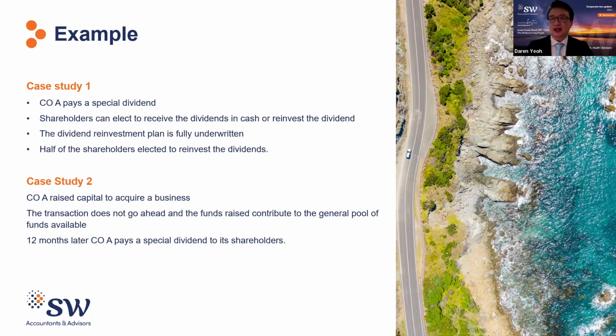In the second case, Company A raised capital to acquire a business. Unfortunately, the transaction did not proceed, but the funds were just added to the general pool of funds. 12 months later, Company A decides that it wants to pay a dividend from those funds. So in this case, the rule does not apply because it's not reasonable to link the capital raise to the dividend payment. The purpose of the capital raise was to acquire the business.